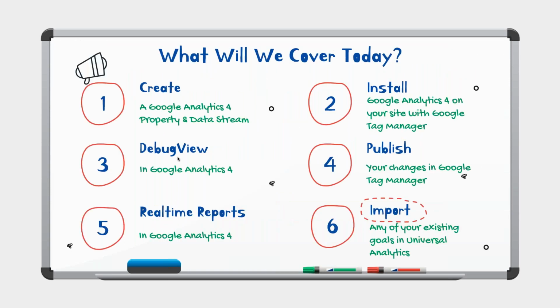So what are we going to cover today? We're going to cover creating a Google Analytics 4 property and the data stream that is required for it to work. We're going to learn how to install it on your site with Google Tag Manager.